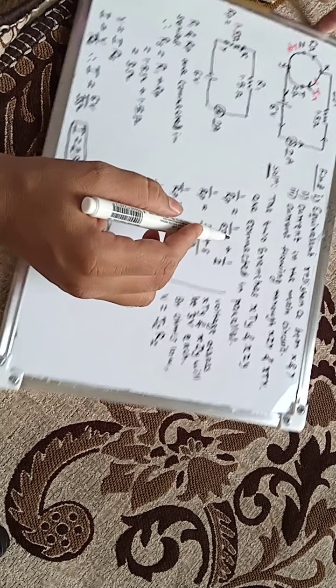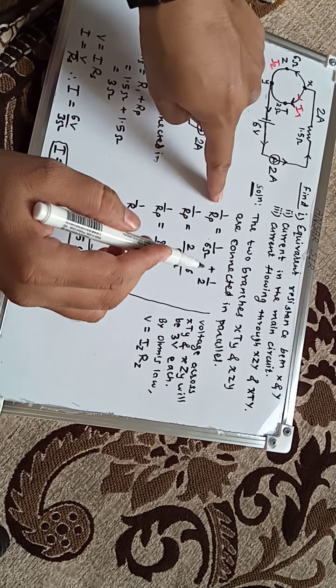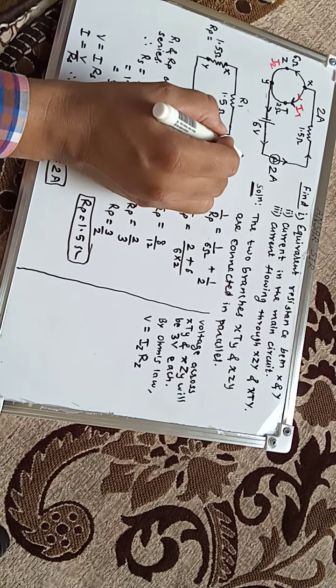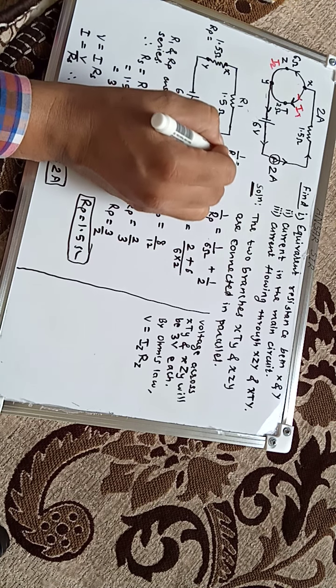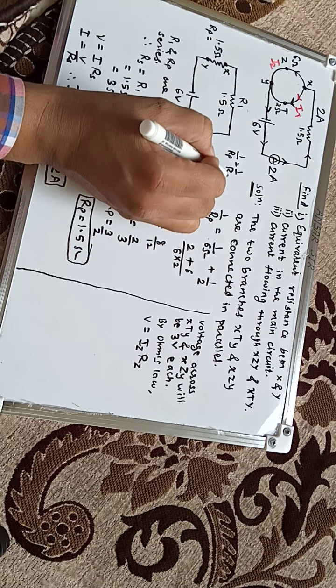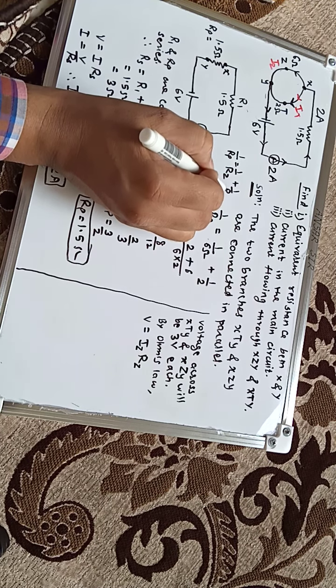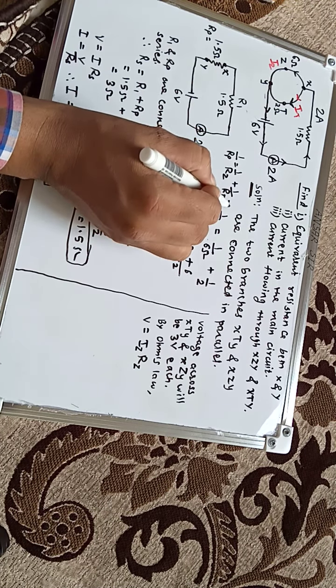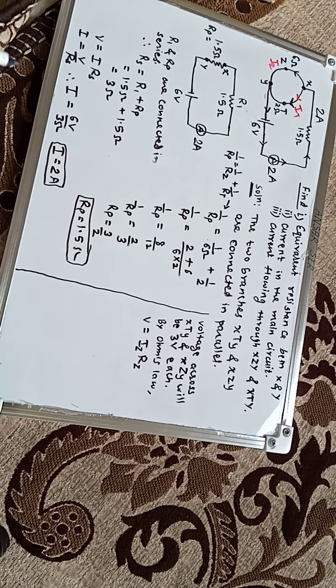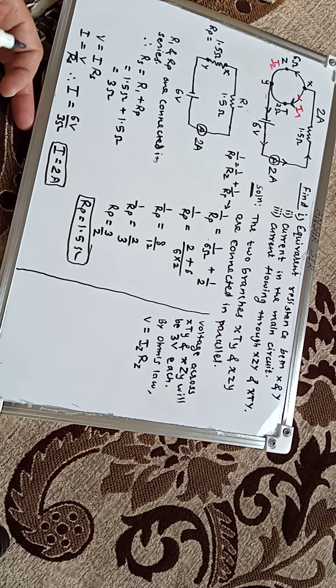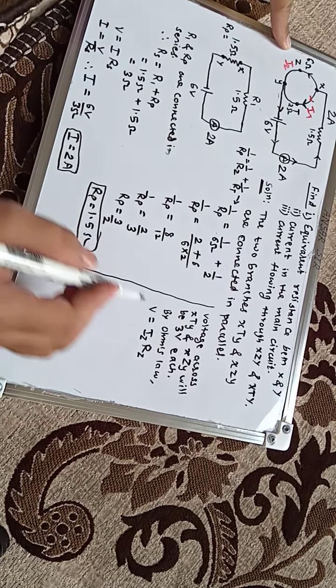We can write the formula also here. We have not written any formula, we solved it directly. We can write 1 upon Rp is equal to 1 upon Rz plus 1 upon Rt. Then we can go to this step. Okay, so RT is 2 ohm and RZ is 6 ohm. We have denoted like this.